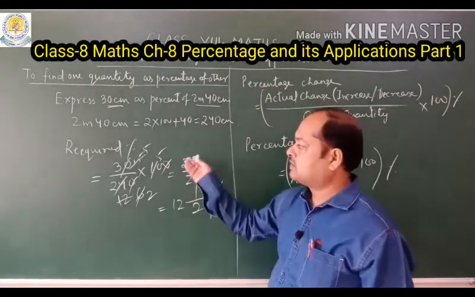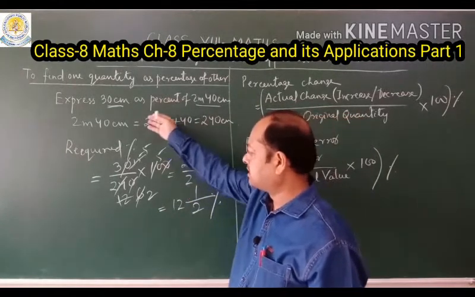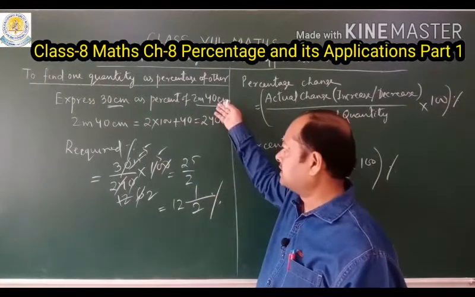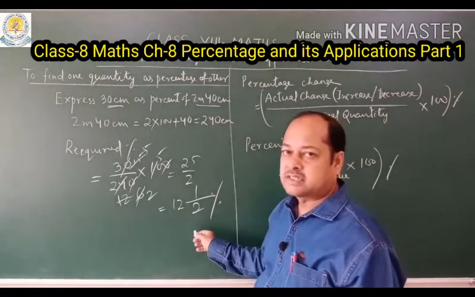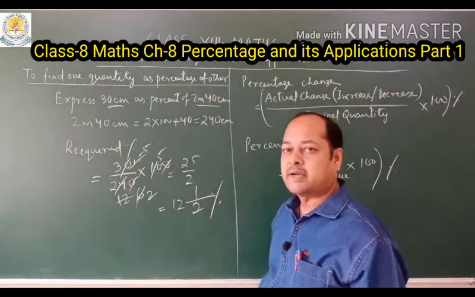Okay, so we have converted this 30 centimeter as a percentage of this quantity, that is 2 meter 40 centimeter. What is the required percentage? That is 12 whole 1 by 2%.